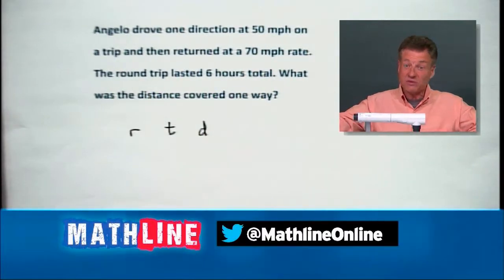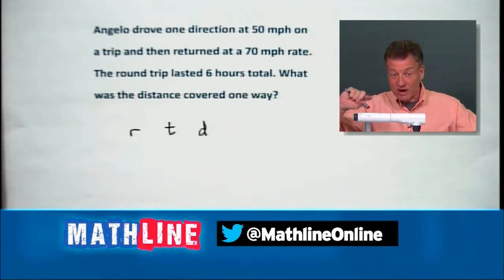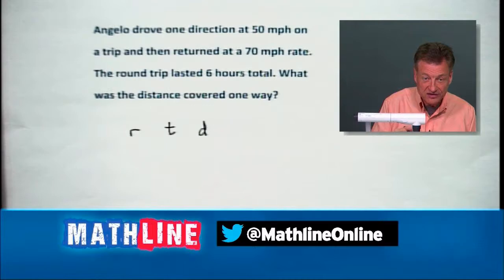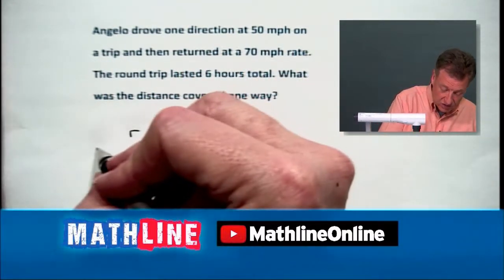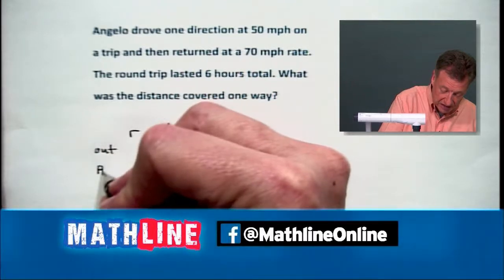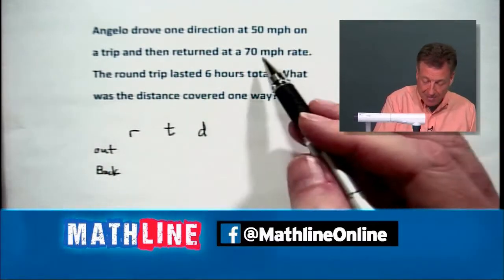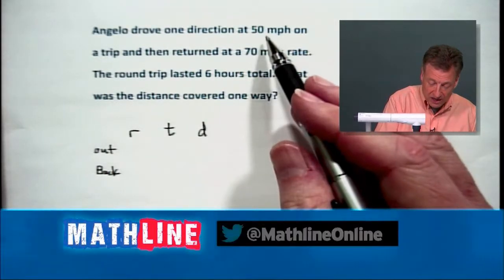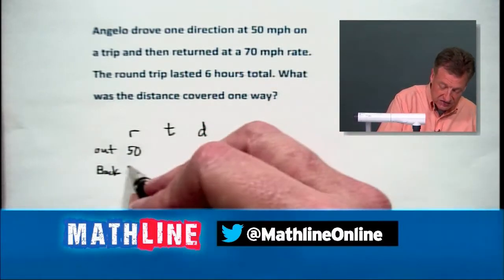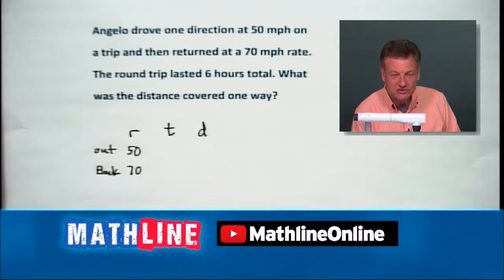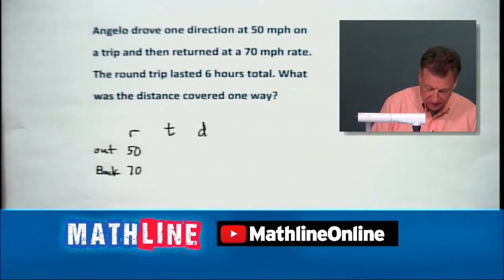Remember, the distance, by the way, is going to be the same, because it's a round trip. That's the hard thing about this. So for rate, we'll call it out and back. Out, we went, let's say at 50. Coming back, we hit 70. Maybe there's less traffic or whatever. Remember, these are average rates.